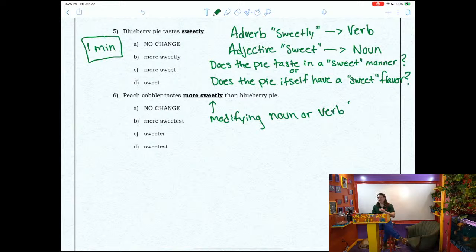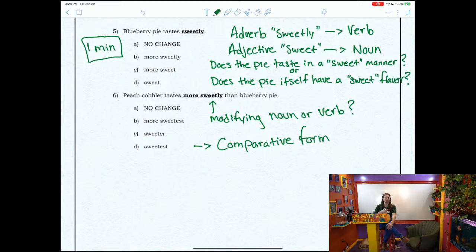Okay, so for 5, blueberry pie tastes sweetly. This is getting into the difference between adjectives and adverbs. Adjectives modify nouns, or they could modify pronouns because pronouns stand for other nouns. But mainly adjectives modify nouns. Adverbs mainly modify verbs, but they can also modify other adverbs as well as prepositions. But here, with sweetly, adverbs have that very distinguishable ly suffix.